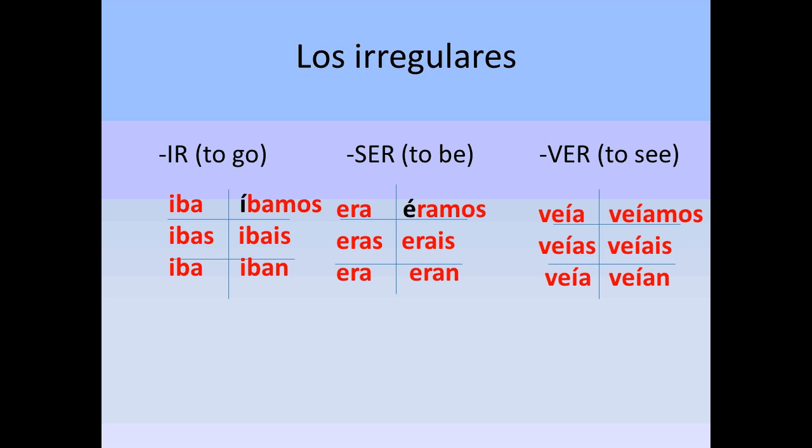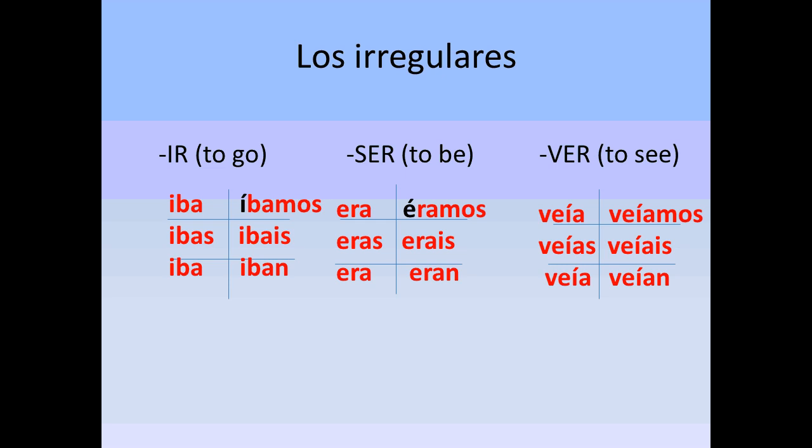So make sure you write these down. And ir and ser have accent marks in the nosotros form, íbamos and éramos. And then ver in all the forms. So ir is iba, ibas, iba, íbamos, ibais, iban. Ser: era, eras, era, éramos, erais, eran. Ver: veía, veías, veía, veíamos, veíais, veían.